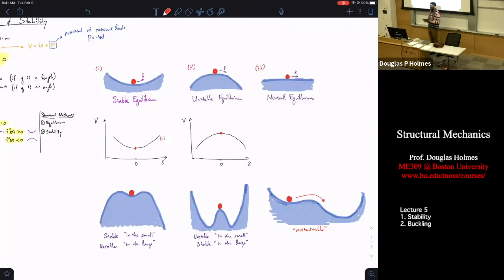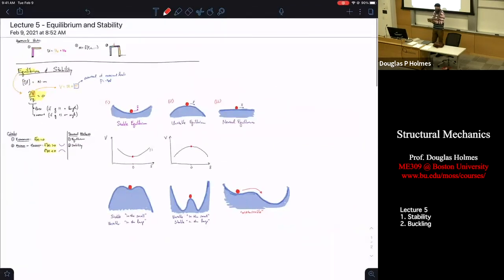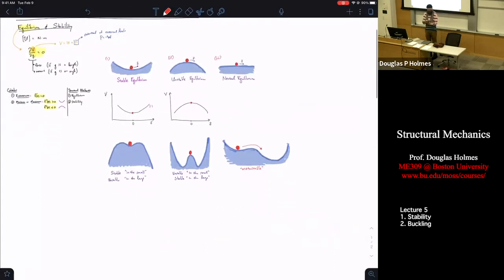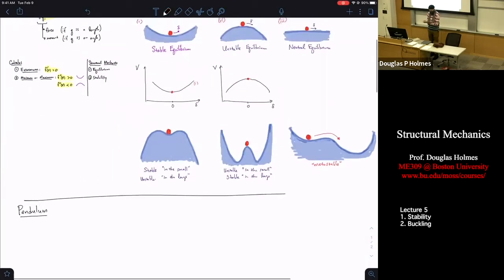I suspect this type of stuff will be easier if I can provide you an example. So let's do an example. Let's do the simplest example I can think of. It's barely a structure, but at the very least, it's something you're really intimately familiar with, and that is a pendulum. So let me draw here a pendulum.